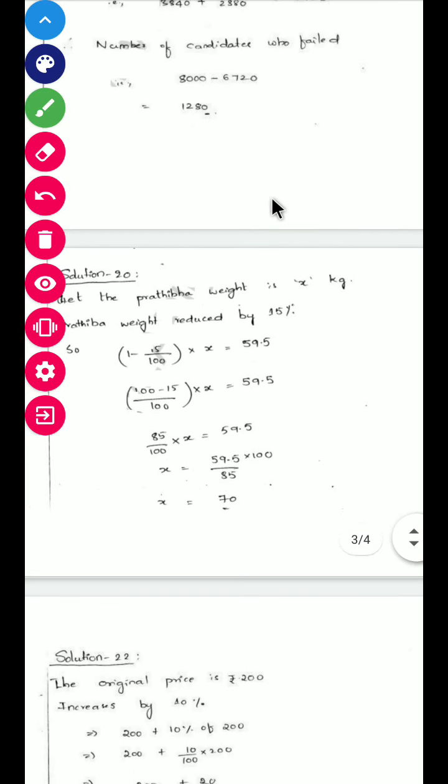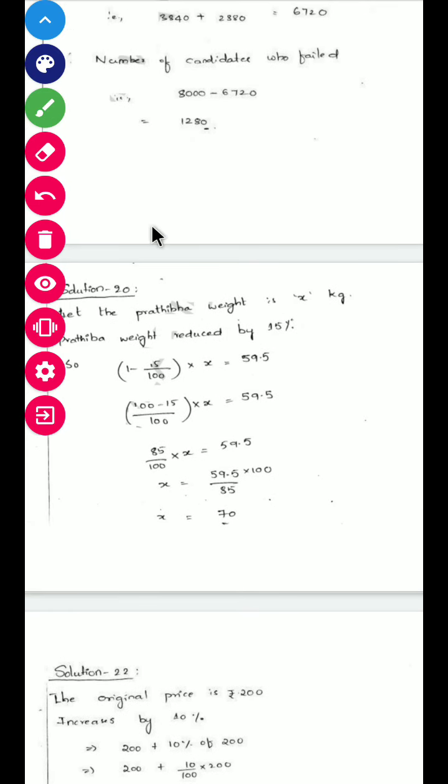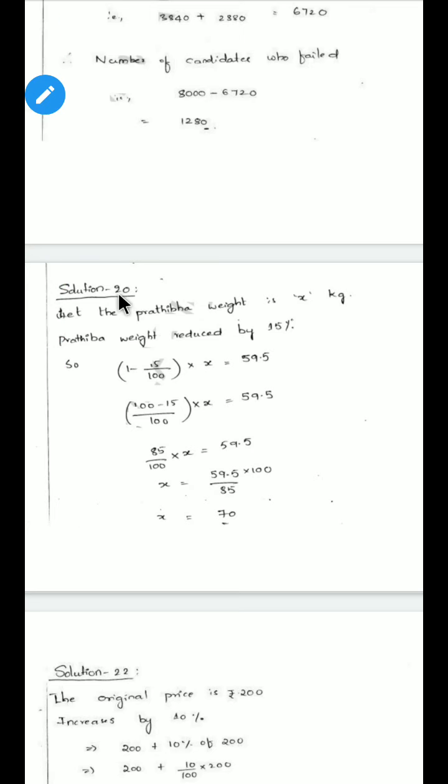This is question number 19. The numbering is wrongly given here, so match it with your book. Question number 19 is given here. Pratibha reduced her weight by 15%. If now she weighs 59.5 kg, what was her earlier weight?